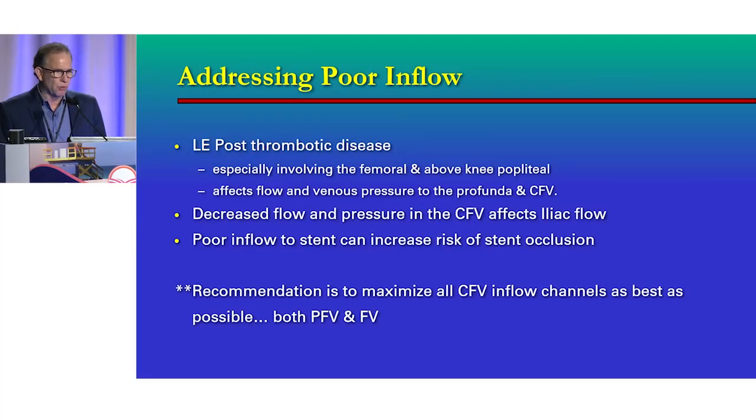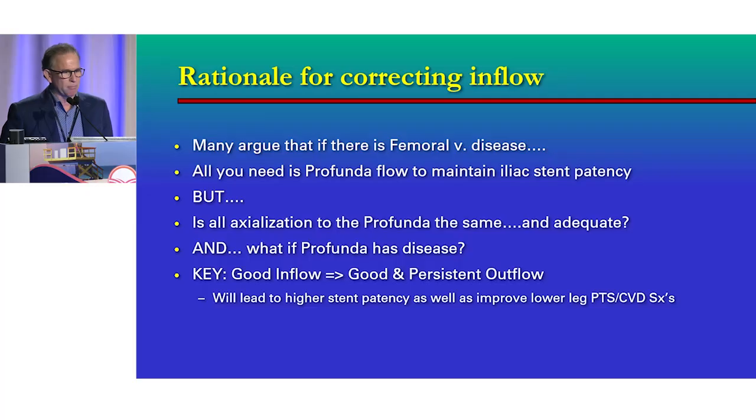So let's address this poor inflow. When we talk about infrainguinal disease, especially the femoral and above-the-knee popliteal, this affects that flow. Again, remember the pipe, it affects the flow from that knee area up to that groin. And if it's affecting the common femoral level at the groin, it's going to affect that iliac flow. Poor inflow to the stent can increase the risk of stent occlusion. So the real recommendation here is you want to maximize all common femoral inflow channels to get that best overall flow and pressure into that level and then ultimately into the iliac.